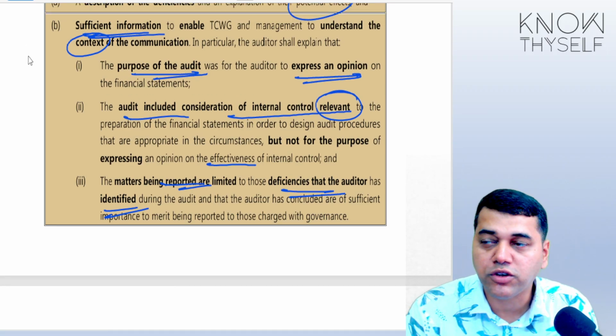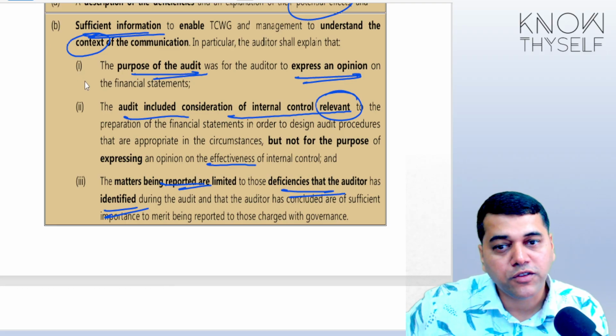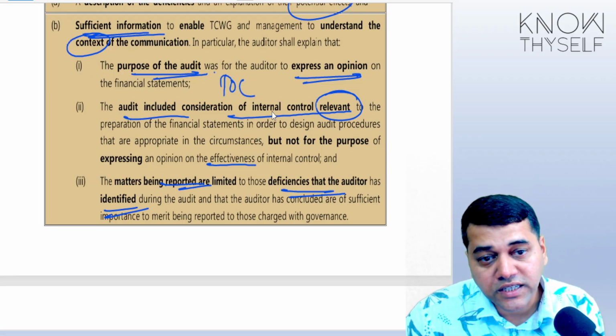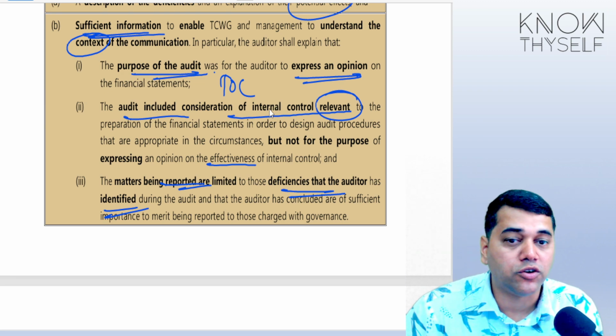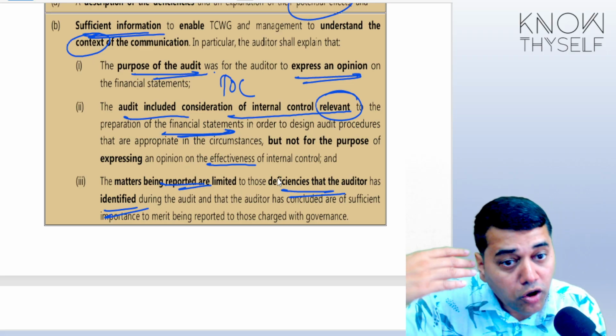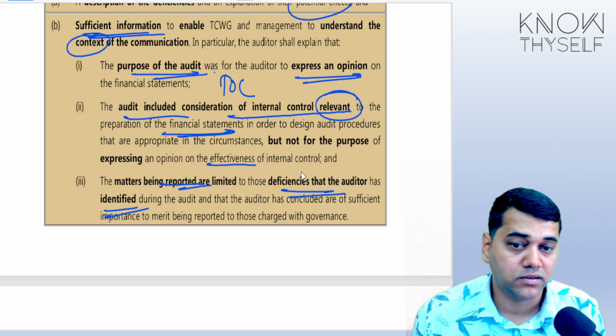First thing, you tell that your job is not to study the internal control and express an opinion. As part of the audit you are required to study the internal control so that you can define your test of controls. And when you have studied the internal controls, not all of them, you have studied only financial statement related internal controls. And when you have found the deficiencies, they are not all the deficiencies, only those deficiencies which have come to our knowledge.